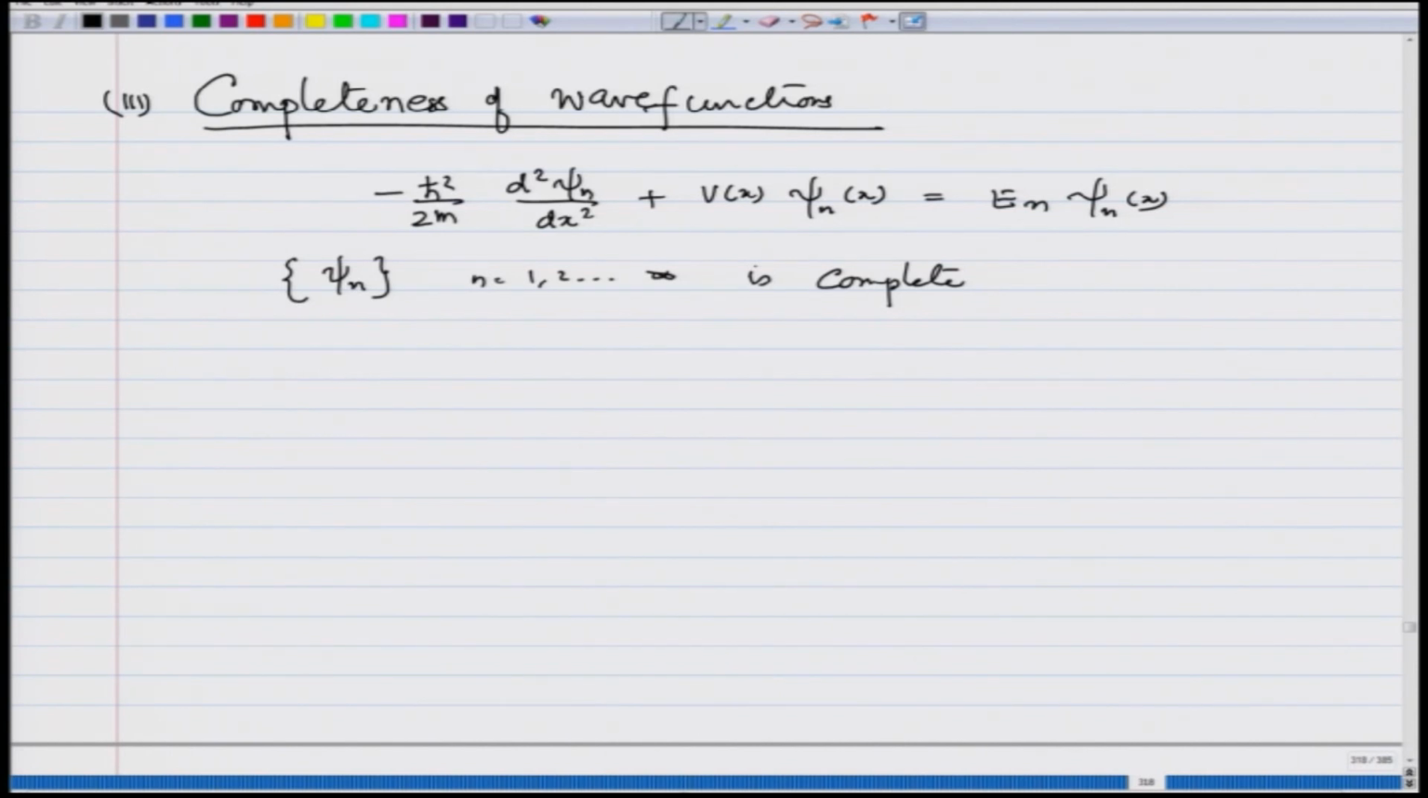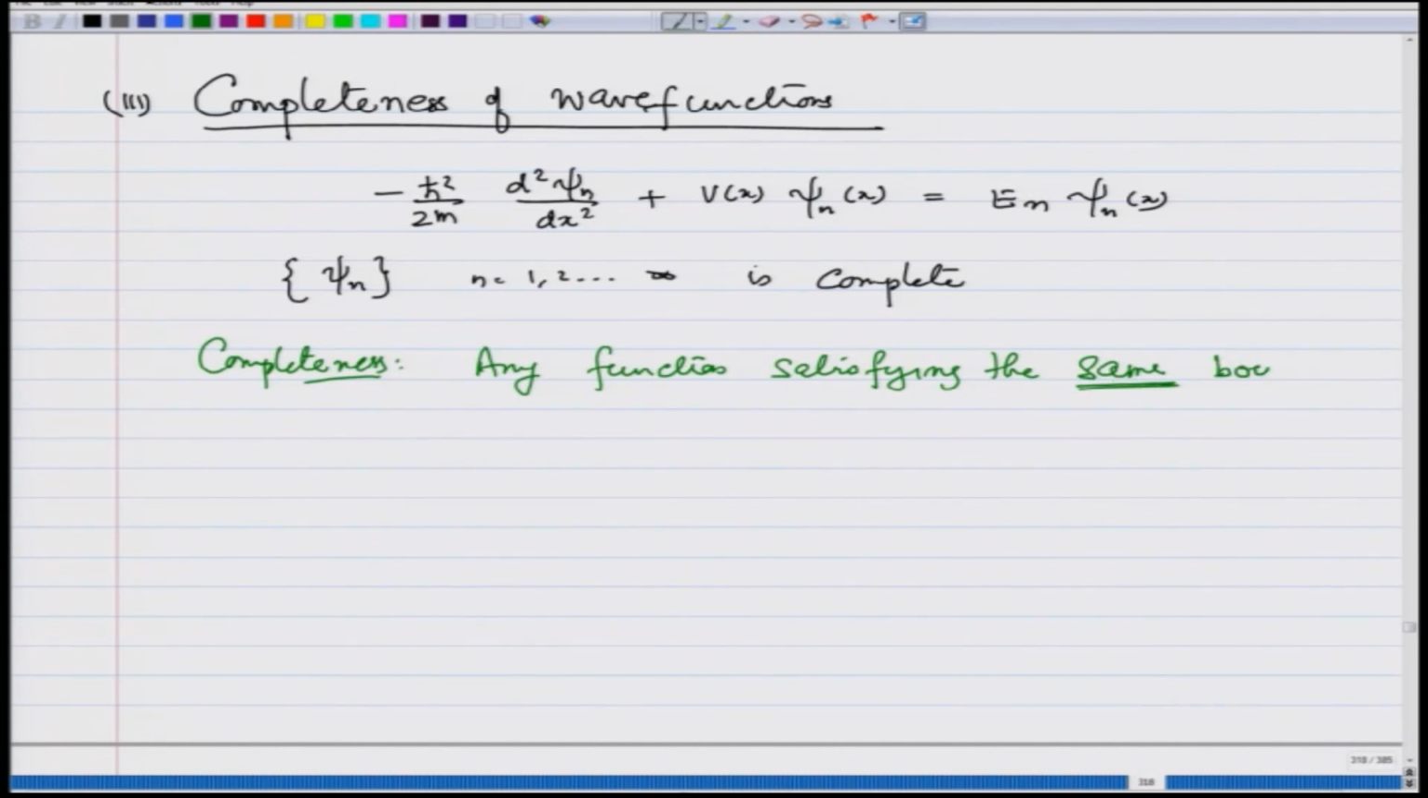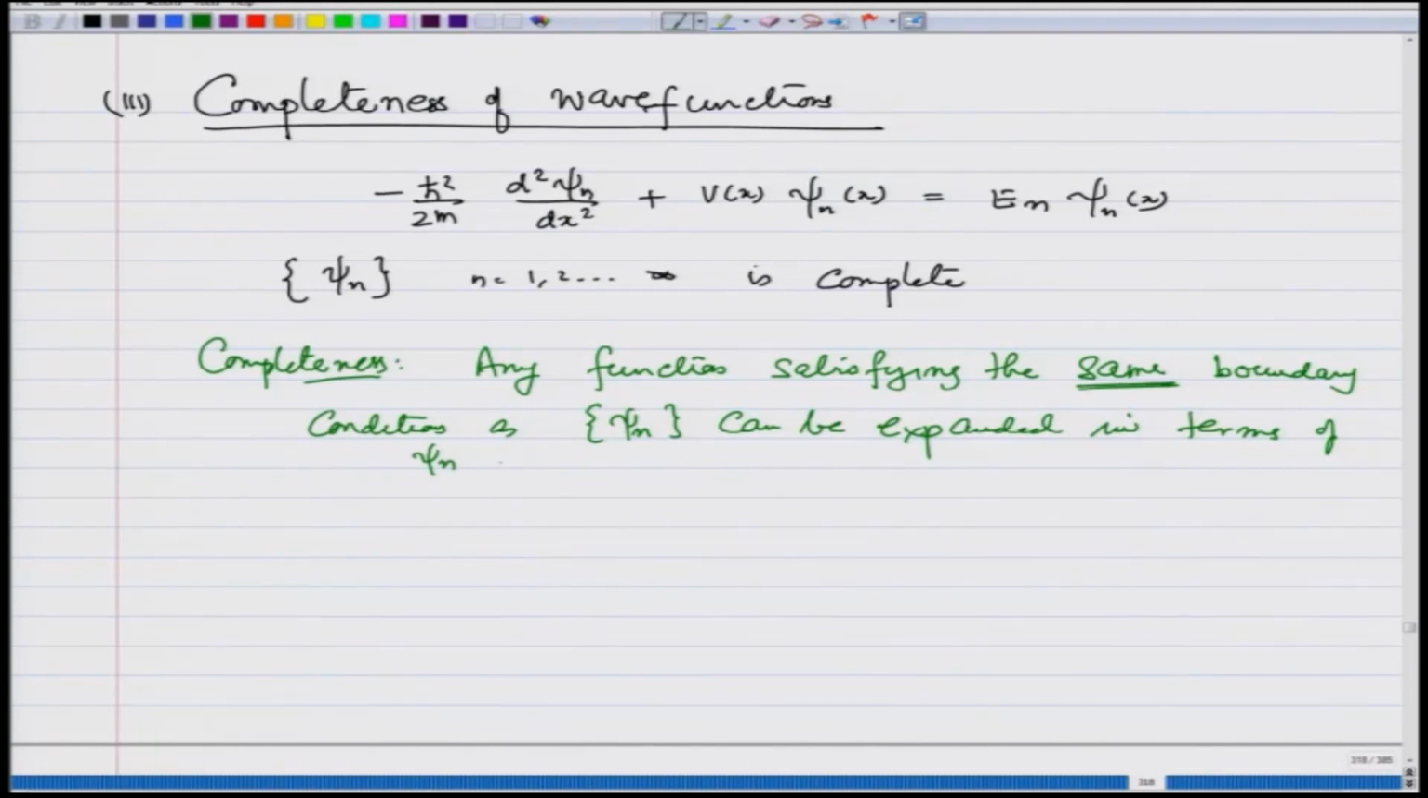I am not proving it, so you can say I am assuming it. What it means is that completeness: any function, general function, satisfying the same, and that is emphasized, same boundary conditions as this set psi n can be expanded in terms of psi n as f(x) equals summation c_n psi_n(x).